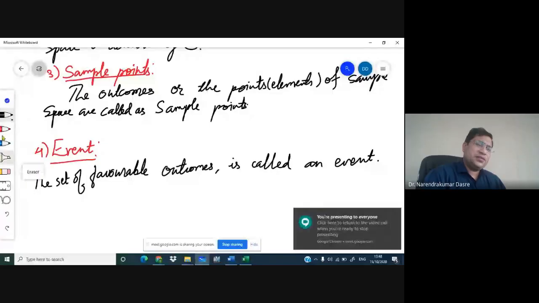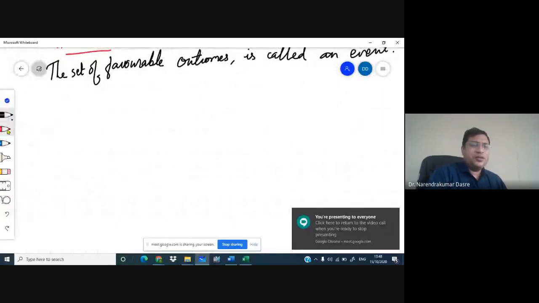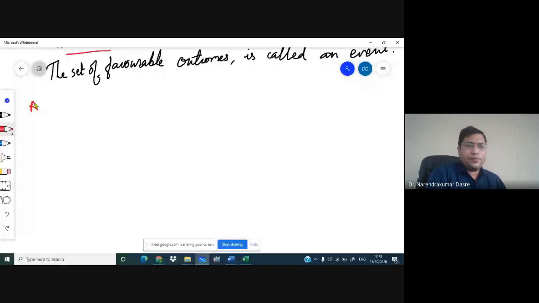Now once we have the events, how are we able to find the probability of this event? We know the sample space, we know the event, and now we are able to define the probability of this event. We'll see the classical definition of probability. After defining the sample space and the event, we are able to define the probability. So let us define the probability.